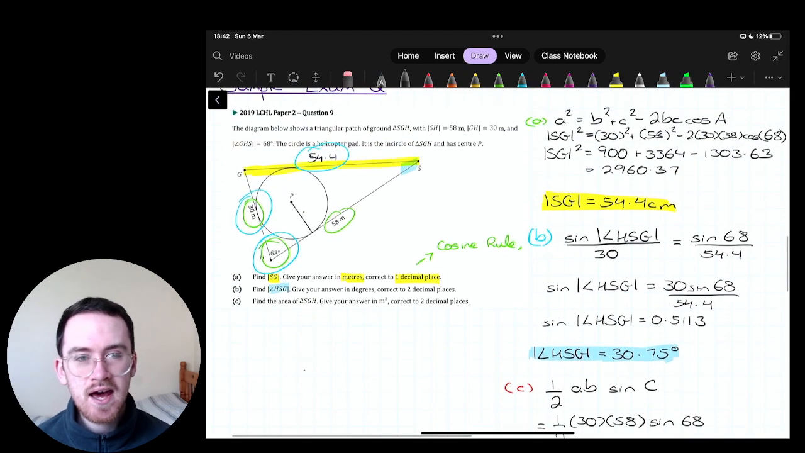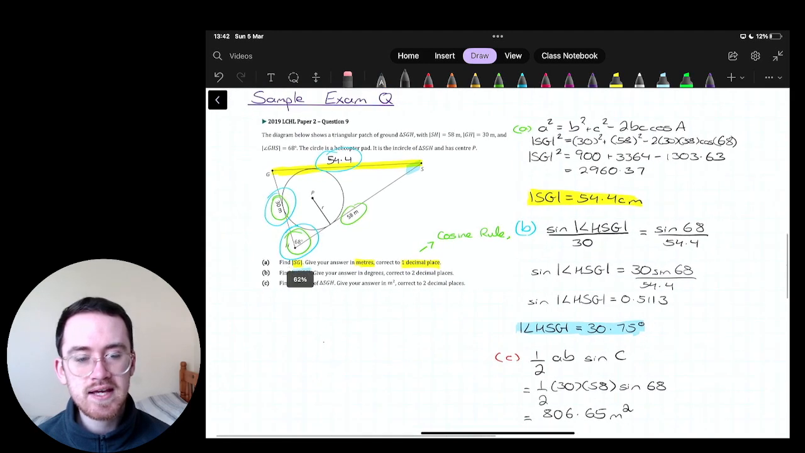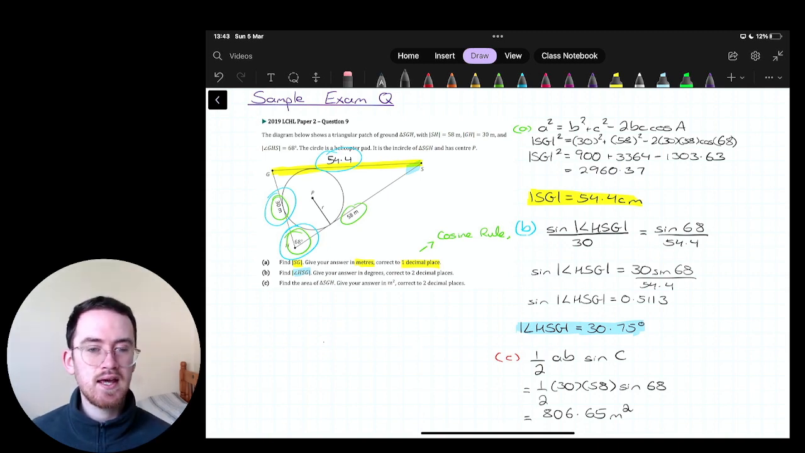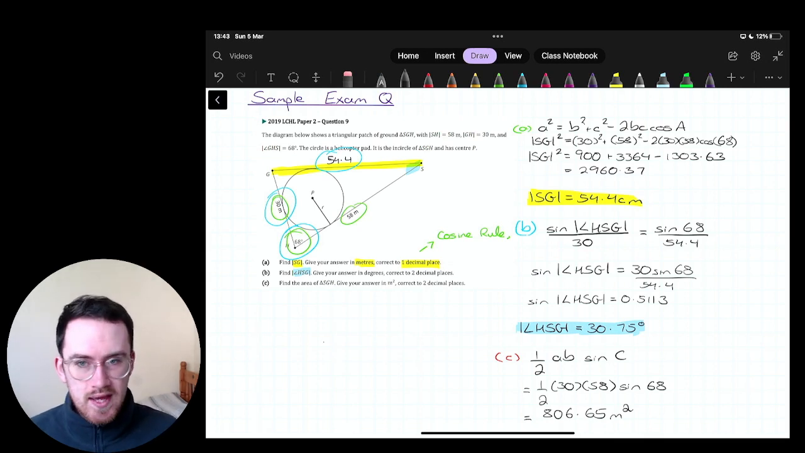So we can see how in these exam questions we often have to make choices about which of the rules we use. For part B, I chose sine rule, but we also said that we could have done cosine rule just as easily. With the last part using the area, we could have used any of the sides because we have them all. We also had the angle there at S, so we could have used that one and used the other two sides. But I tend to go with the ones that they've worked out for you already.